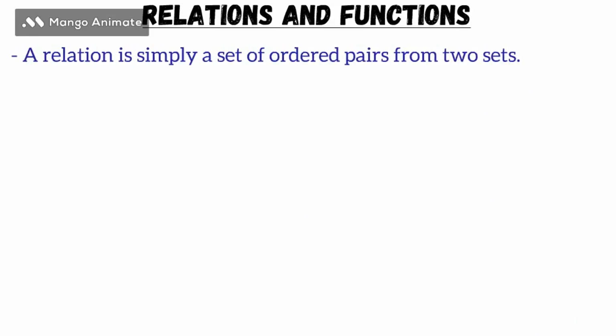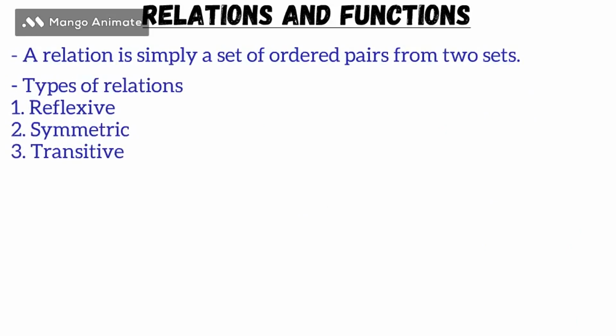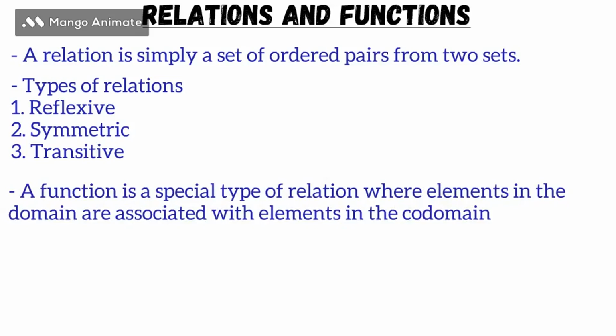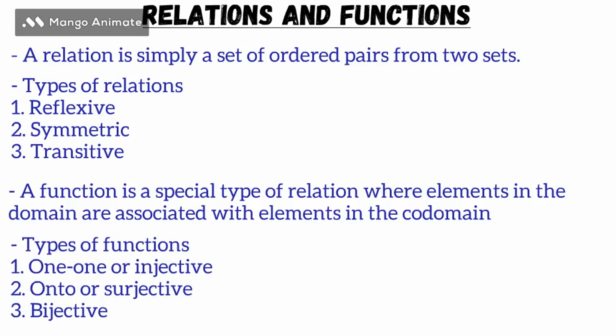Here's a quick recap of the video. A relation is a set of ordered pairs from two sets. There are three types of relations: reflexive, symmetric, and transitive. A function is a special type of relation where elements in the domain are associated with elements in the codomain. There are three types of functions: one-to-one, onto, and bijective function.